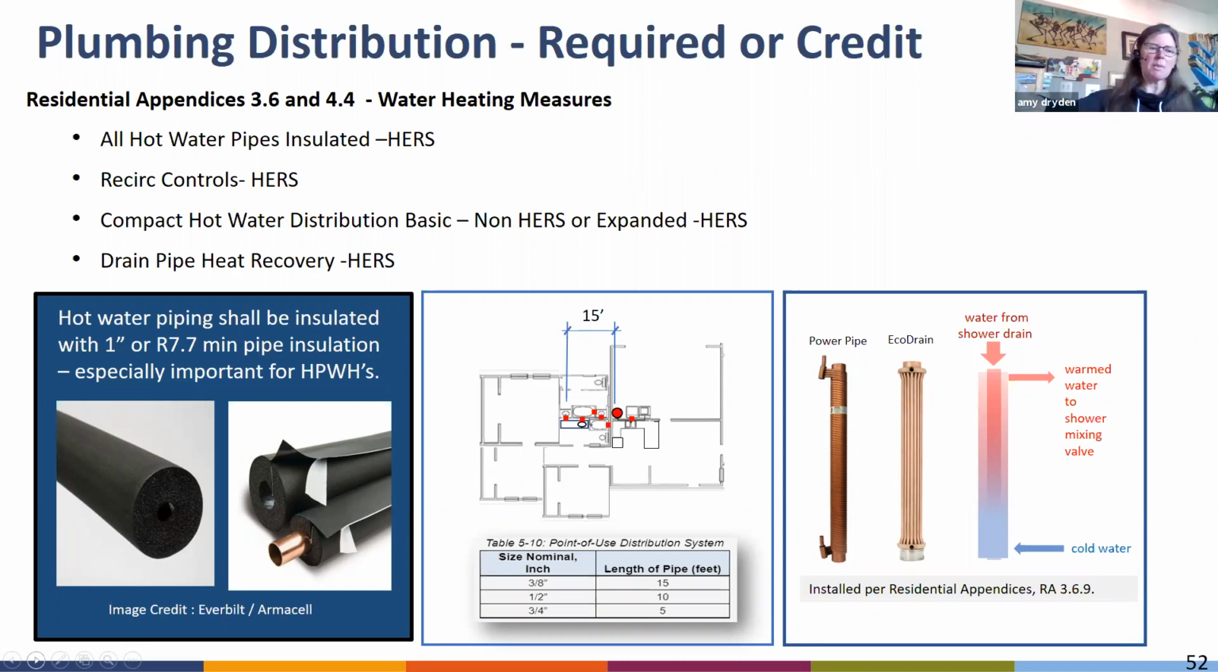But we're going to see this if I'm not installing that NEEA Tier 3 rated heat pump water heater. And then also, I may have to be installing drain water heat recovery, there on the right-hand side. These can be used as credit, but you may see them as required depending on the prescriptive pathway that's chosen.